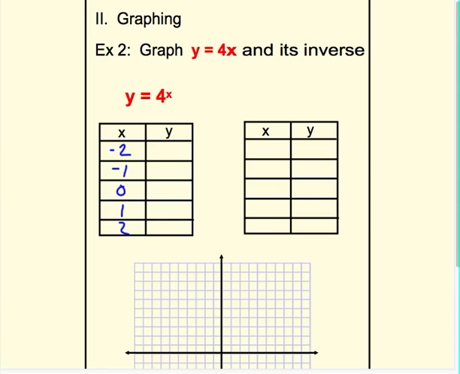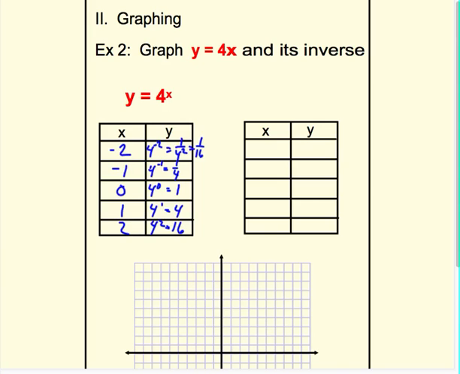4 to the negative 2nd power is 1 over 4 squared, or 1/16. 4 to the negative 1 is 1 over 4 to the 1st, or 1/4. 4 to the 0 power is 1. 4 to the 1st is 4. And 4 squared equals 16.